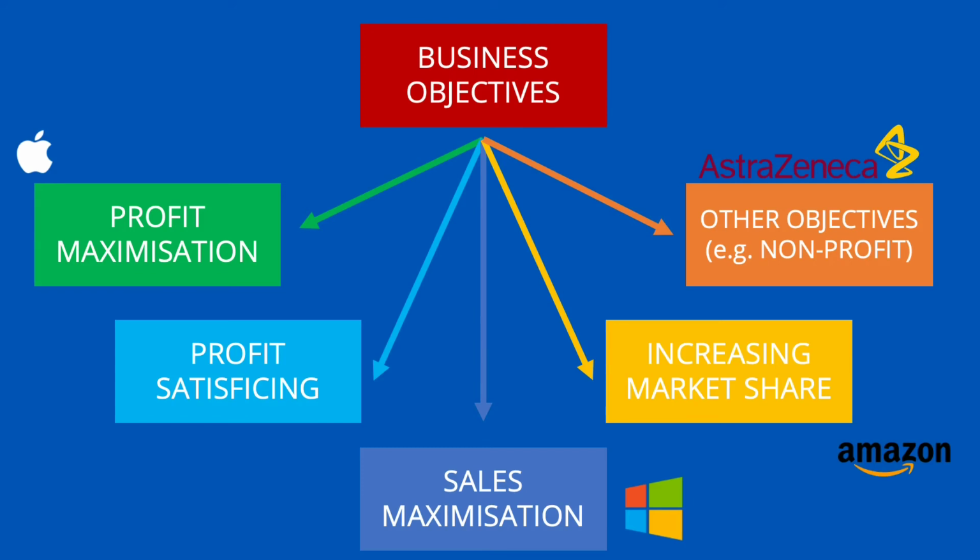There are other objectives as well, such as non-profit or not-for-profit motives. These can be linked to ethical considerations we'll look at in the next slide. For example, AstraZeneca, a major vaccine producer, has said that it would sell its vaccine to developing countries at cost price, showing that it doesn't want to profit off of the pandemic.